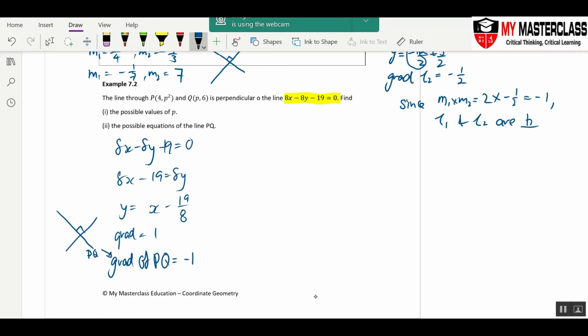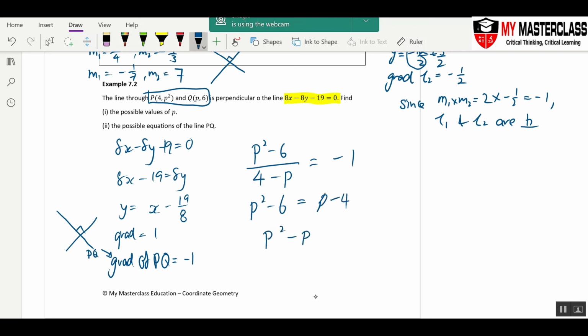Formula for gradient. Next, if I'm given P and Q, formula for gradient, y2 minus y1 over x2 minus x1 is equals to -1. So just work out your quadratic equation. P squared minus P minus 2 equals to 0. P minus 2, P plus 1 equals to 0. P equals to 2, or P equals to -1. And then you can write down the suitable equation of P and Q. You already have the gradient.